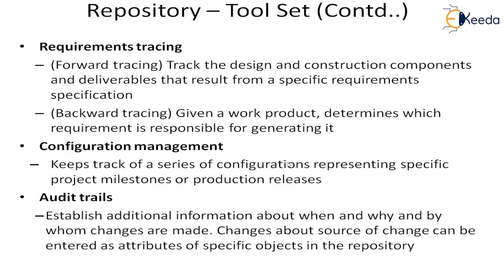Then comes the configuration management. It keeps a series of configurations representing specific project milestones or production releases. And also it provides audit trails. What is an audit trail? It establishes additional information about when and why and by whom the changes were made. Information about the source of change can be entered as attributes of specific objects in the repository. So this is what this tool does. It helps us in maintaining the audit trail.